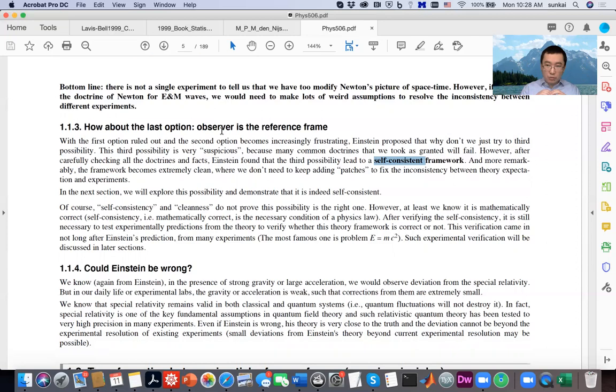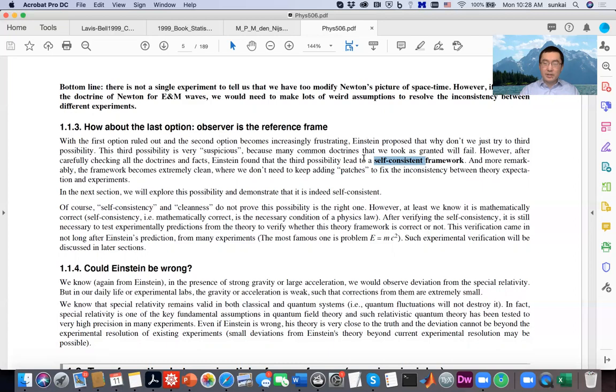And these consequences must not contradict existing experiments, and must not contradict fundamental principles of physics we believe must be true. For example, the principle of locality. I have already demonstrated to you the principle of locality is fine. It shows no contradiction, even if we assume the observer is a reference point. We also need to check everything else. There's no self-contradiction in the theory, and it does not go against any existing experiment.